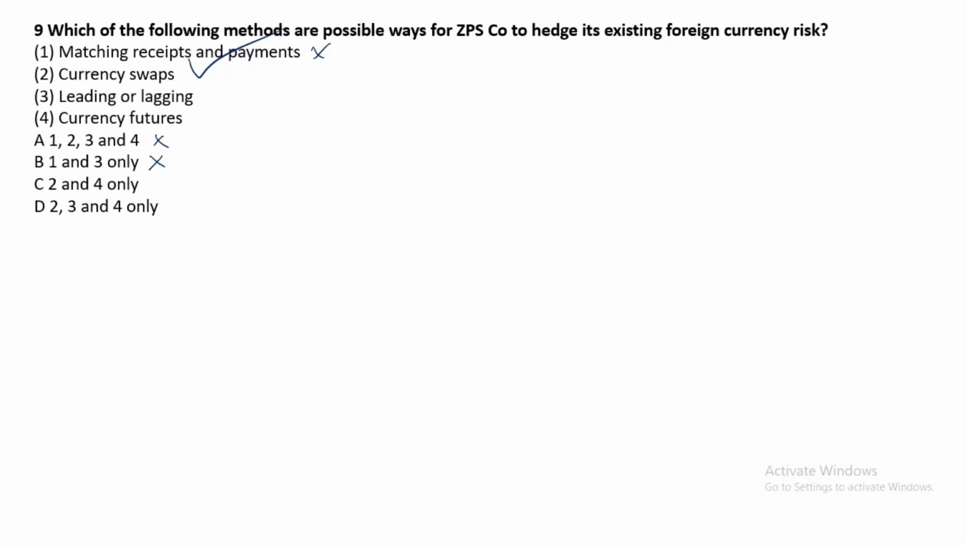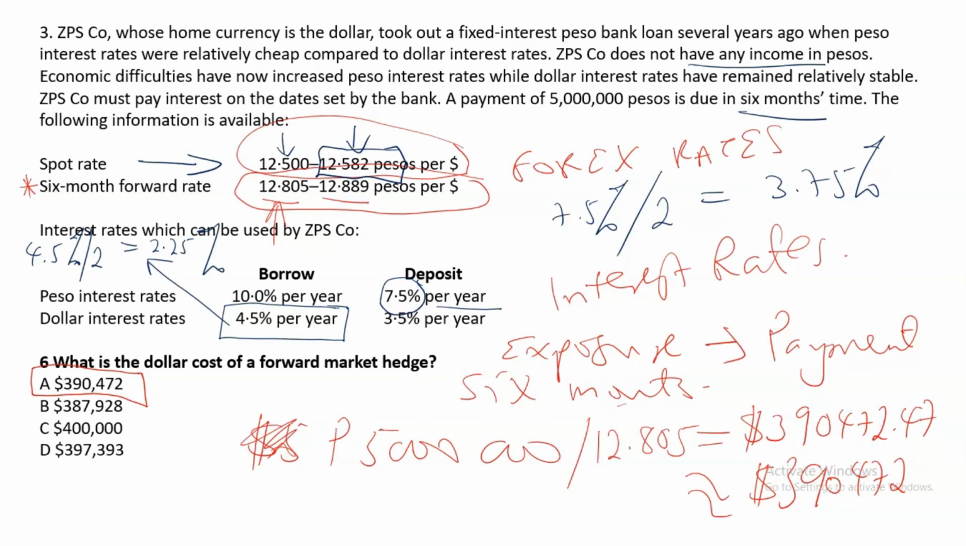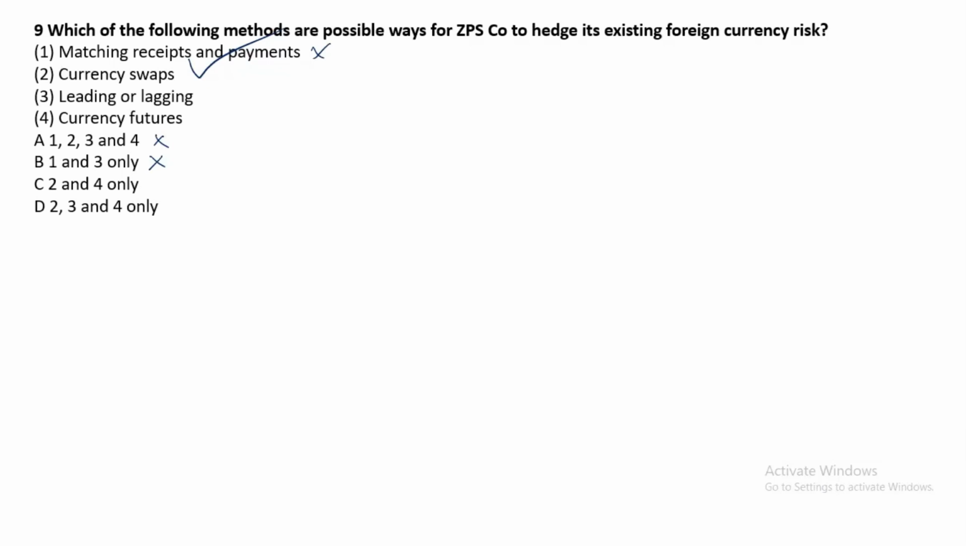What about leading and lagging? This one is a technique where a company might decide to pay early, anticipating adverse or favorable foreign exchange rate movements or interest rate movements. So that speculation might motivate a company to pay early. When we talk of lagging, it is about negotiating to delay payment. However, in this case, that opportunity to delay is no longer there because we are told that the payment has to be made in 6 months' time. So that flexibility is not there. So obviously, this one is wrong.